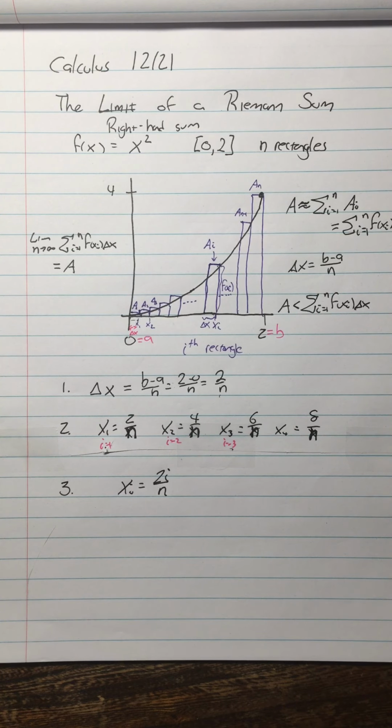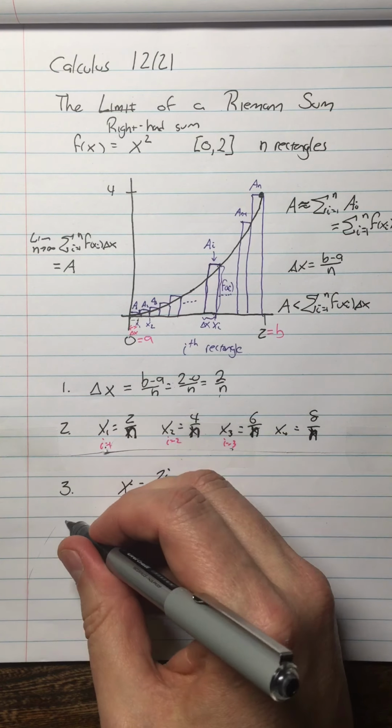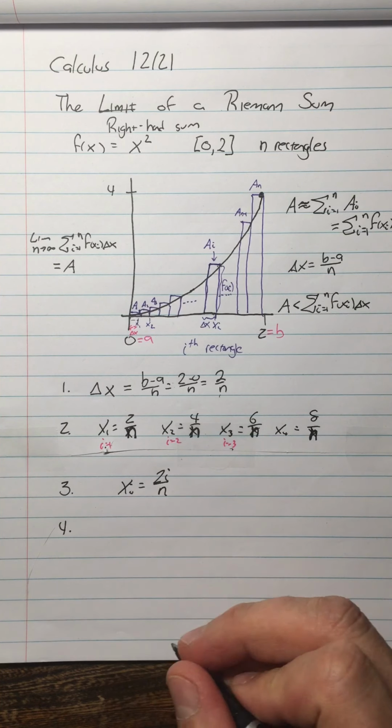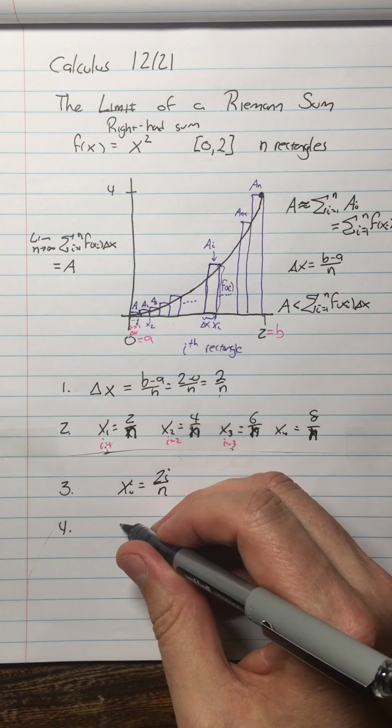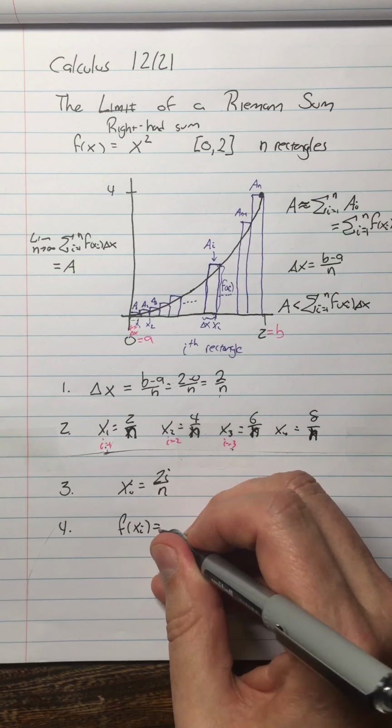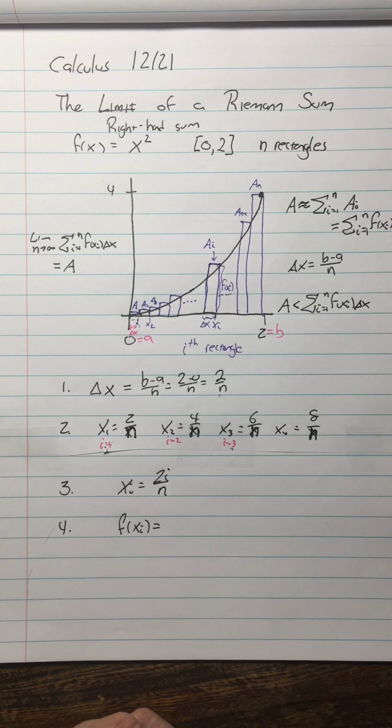All right, next, for number 4, it says write an expression for f of x sub i in terms of i and n. So let's get f of x sub i, and I'll leave that to you. You can take a pause and come back.